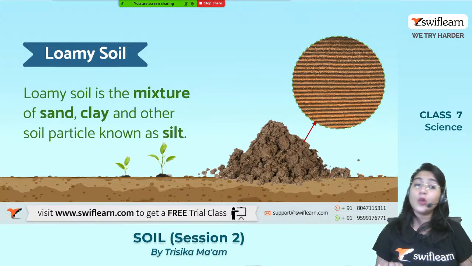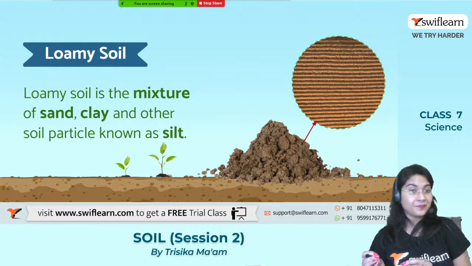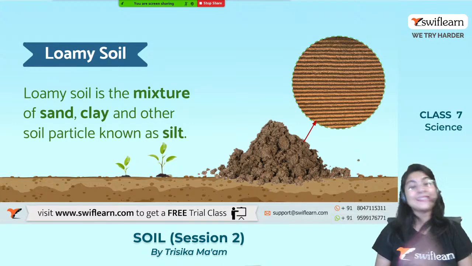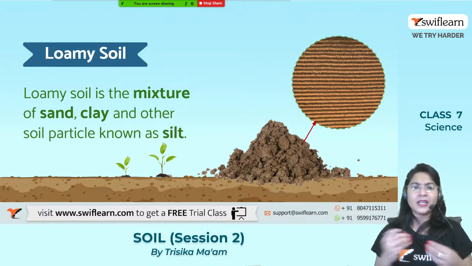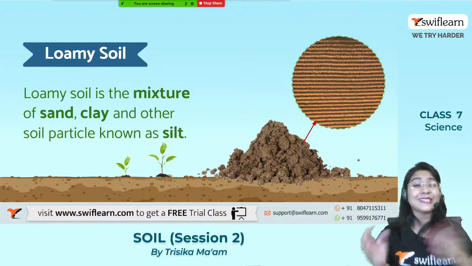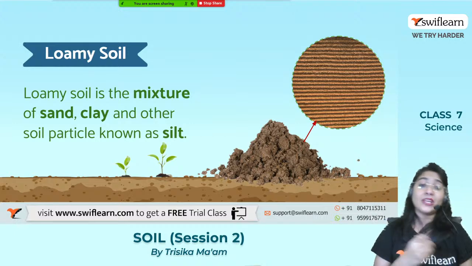So, what is the loamy soil? It is a mixture of sand and clay soil. The other particles present in loamy soil are silt. Silt is a particle whose size is in between the sand and the clay, right? So the loamy soil has silt as well as the mixture of sand and clay.